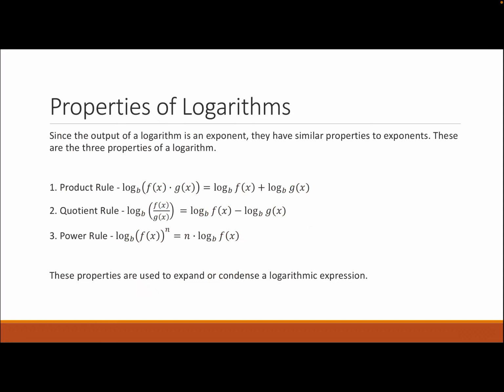Now we have three properties of logarithms. You should have covered these in Algebra 2. We're going to do a quick review of these. First, we have the product rule, which is when you multiply inside a logarithm, each factor of the product gets its own logarithm. We have the quotient rule, where we divide, and each part of the fraction gets its own logarithm, and we subtract. And then we have the power rule, where if the function is raised to an exponent, we just move the exponent to the front. We're going to use these to expand and condense logarithms.